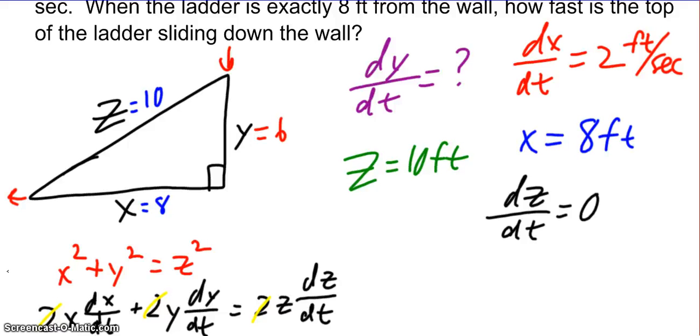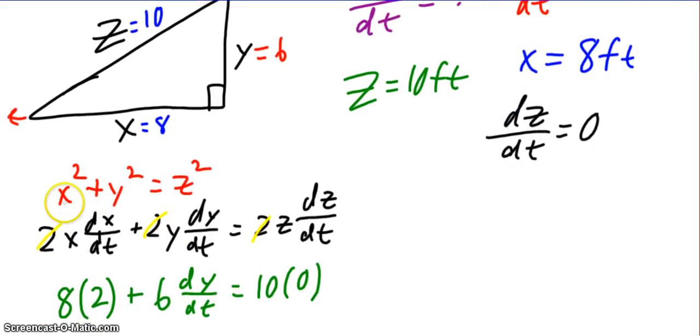So that's how we know y is going to be 6. We still need to find dy/dt. So now we are going to use the Pythagorean Theorem, because whenever we have a right triangle, the simplest relationship between all three sides is the Pythagorean Theorem. So I know x squared plus y squared is z squared.